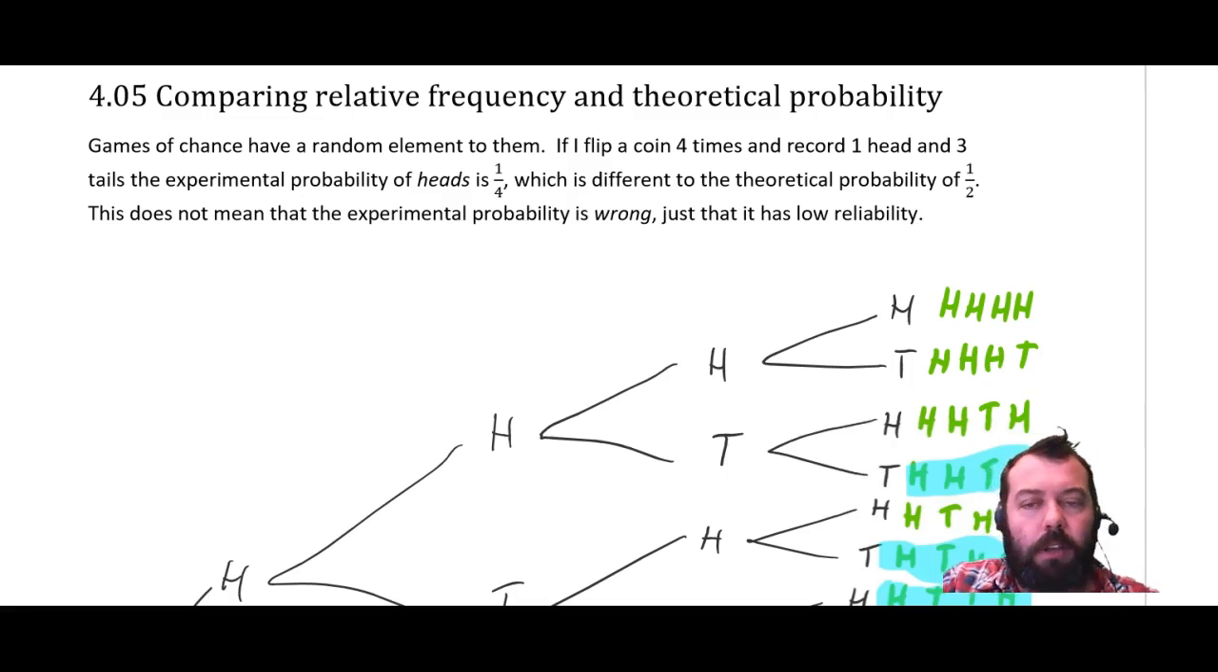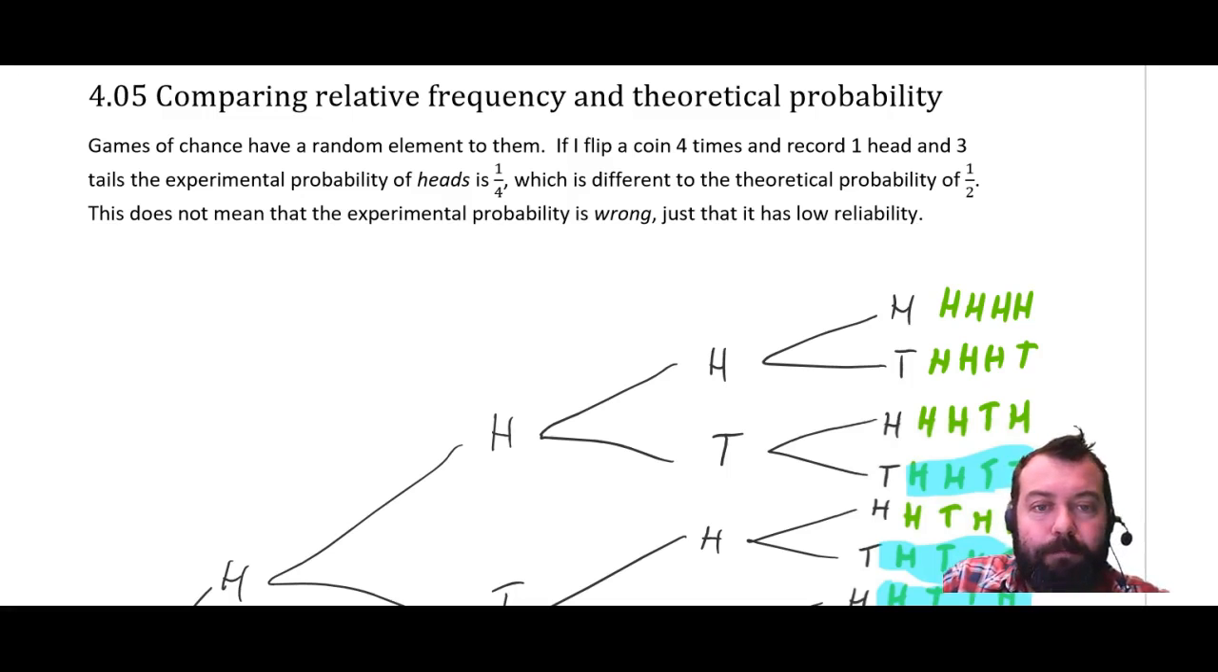In our last exercise we looked at relative frequency, the number of times something happens divided by the total number of observations, the total frequency. And we used that to determine experimental probability. Now experimental probability and theoretical probability that we've been working out before are not the same thing.